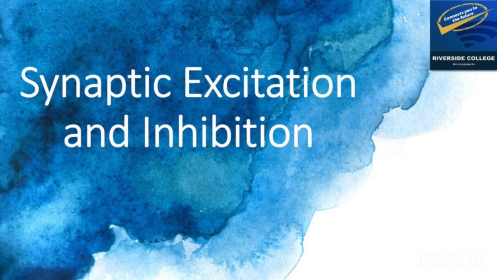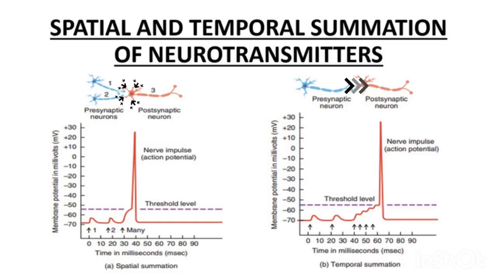Spatial and temporal summation of neurotransmitters. So the integration of this input involves summation of the postsynaptic potentials. When you see the word postsynaptic potential, it means the action potential within the postsynaptic neuron.